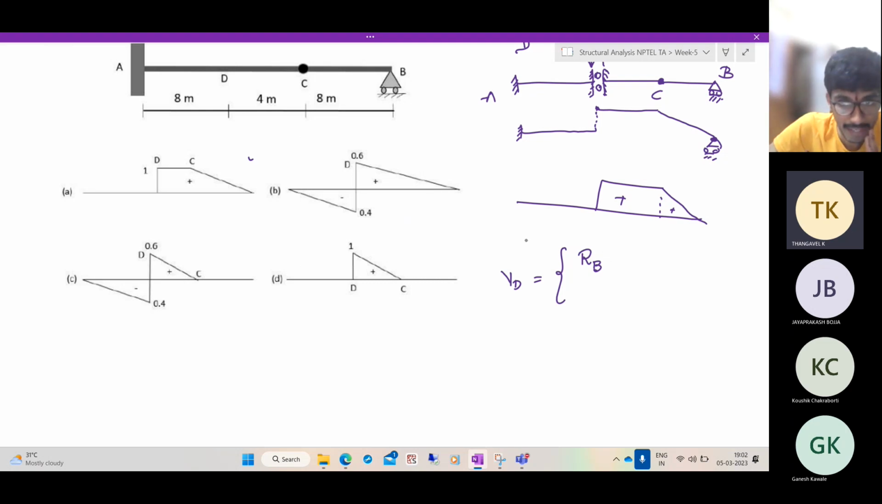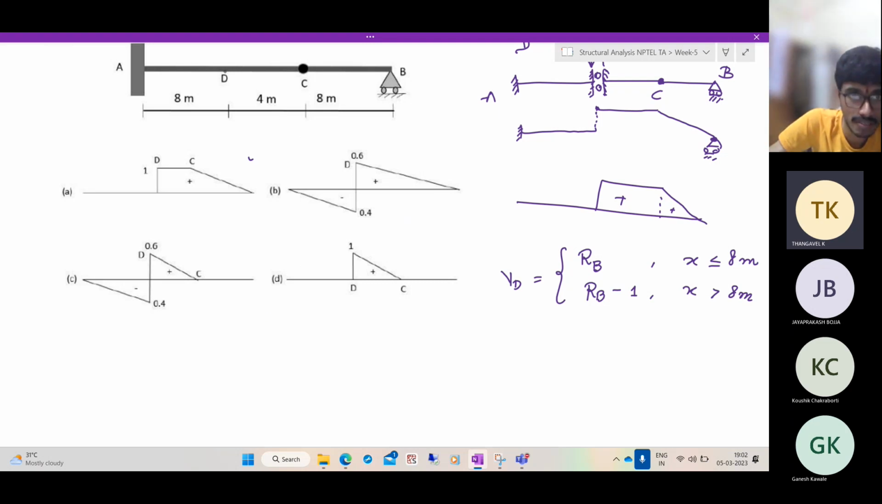So when the load is to the left side of the point D, there is no other load on the right side, so it is just equal to RB when X is less than or equal to 8 meters. X is the point where the load is applied. And in the other case, it is RB minus 1 when X is greater than 8 meters. What is RB? That we have to find by an actual analysis.